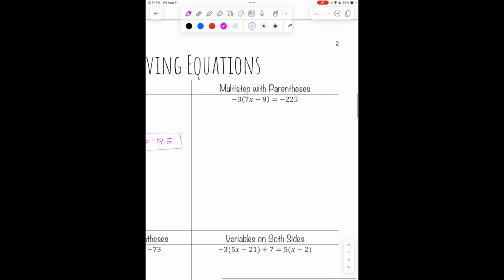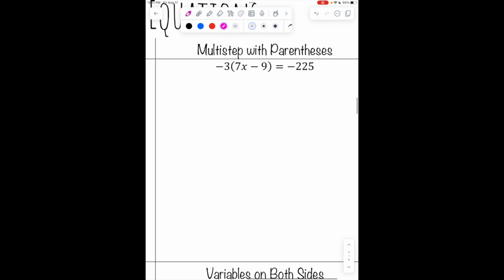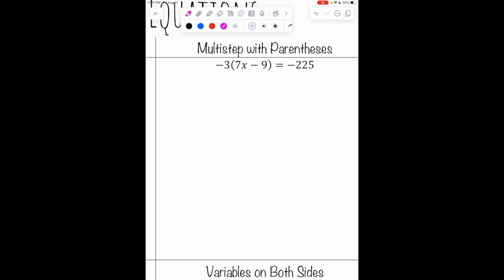Let's look at multi-step with parentheses. So there's two different ways that I can start this. I can either divide both sides by negative 3, or I can distribute that negative 3, which is the route that I'm going to go because this number won't always be divisible by what's in front of the parentheses, so I don't prefer to do that method. Distribution, I will not be starting with a fraction.